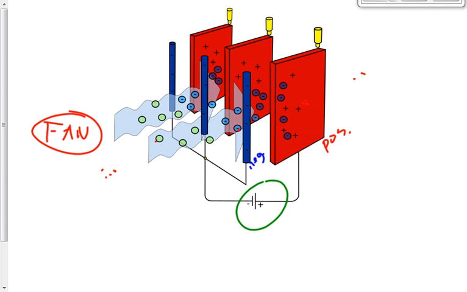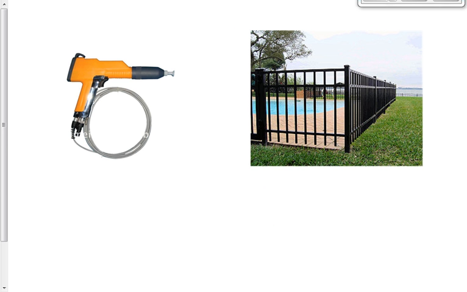Here's another one. This is electrostatic painting. Electrostatic painting doesn't mean you're firing electrons or protons or whatever at a fence to paint it. It means that you're firing paint at a fence to paint it. But this paint gun has a little rod inside it that's either positively charged or negatively charged. Doesn't really matter. We'll say it's negatively charged. What happens to this paint as it blows by this negative rod?